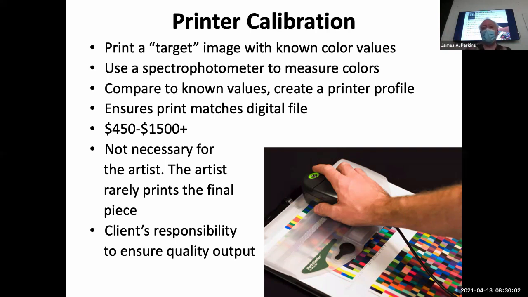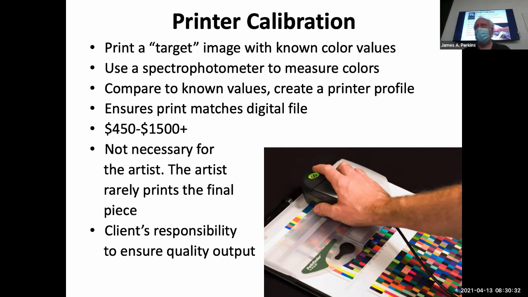So you're going to reduce it a little bit to make sure that the prints are actually accurate reflections of the colors in the digital file. So the whole point is that it ensures that what actually prints matches what was in the digital file. These things tend to be kind of pricey. The cheapest ones that I've ever seen are around $450, but they go up way over that.